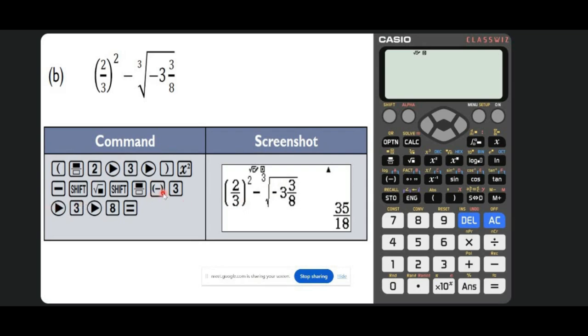But when you key in, you need to be careful because when you key in the first 3, then you need to press left button to key in the second 3. Then press left button again to key in the 8, and then press equal. After that, you will get the answer. So if the student didn't put the left button, they will get a mess.